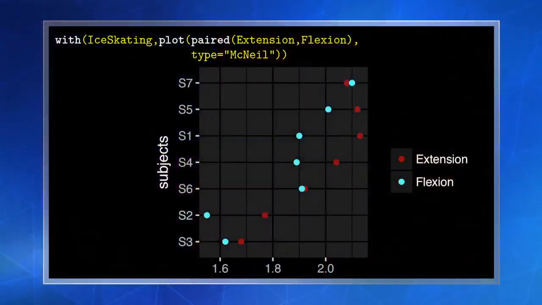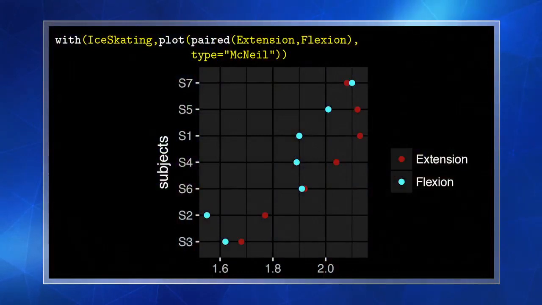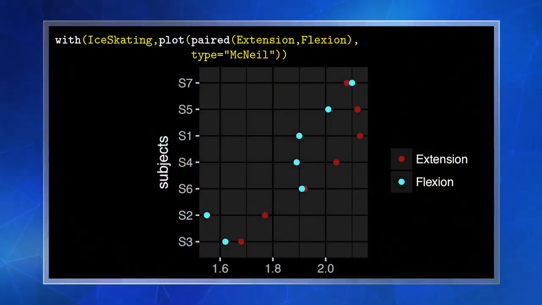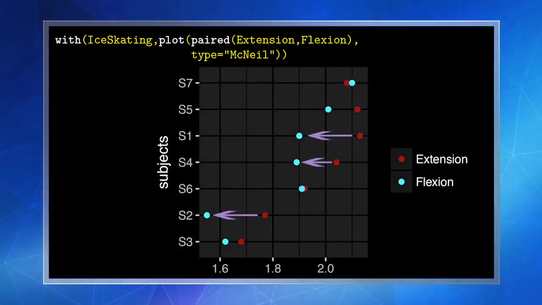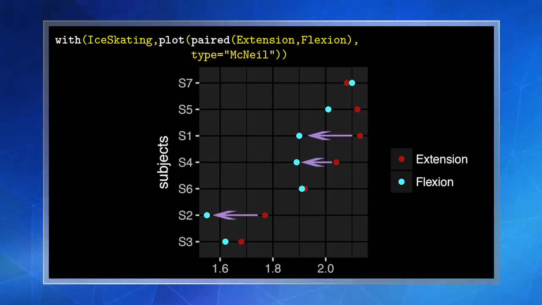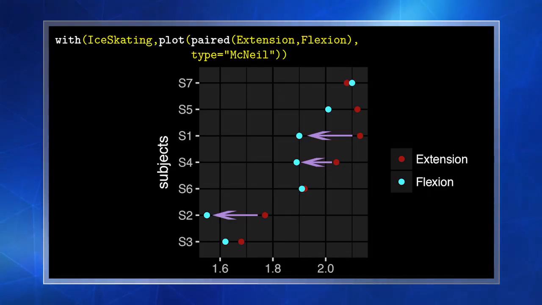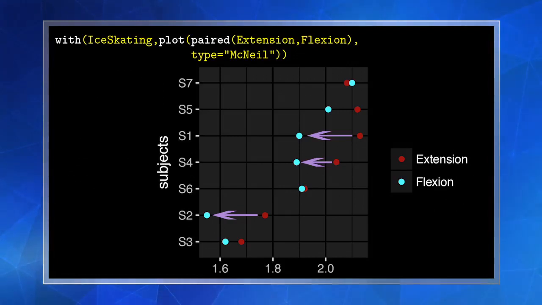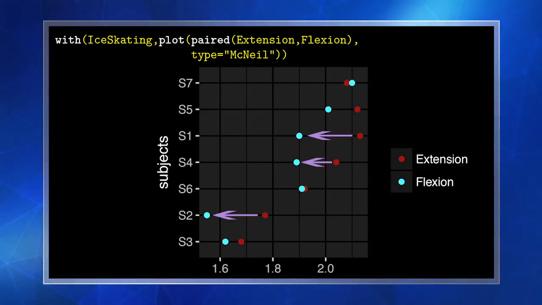Now, we could also look at the before and after measurements by subject. Here we've sorted the subjects from least to greatest in terms of their average speed, and that's what's along the y-axis. And now we can see that their before and after measurements are plotted with extension in red and flexion in blue. In R, we'd use this command: with(ice skating, plot(paired(extension, flexion), type = "McNeil")).